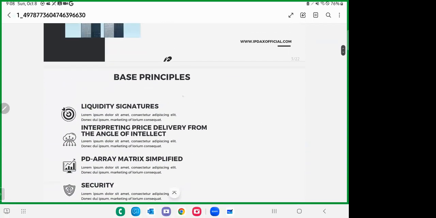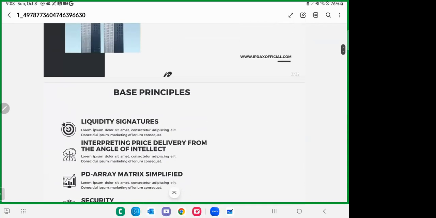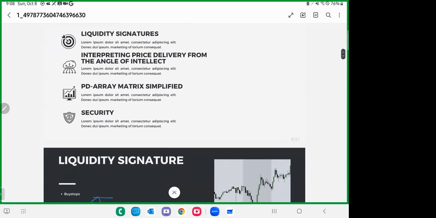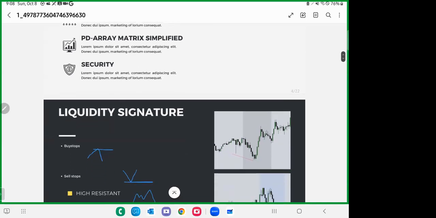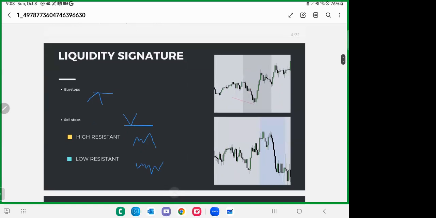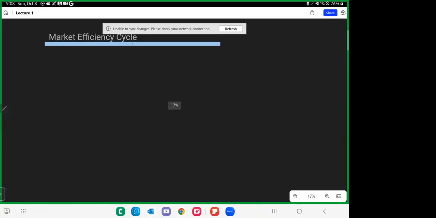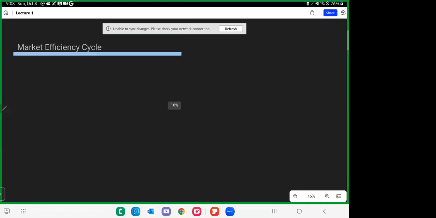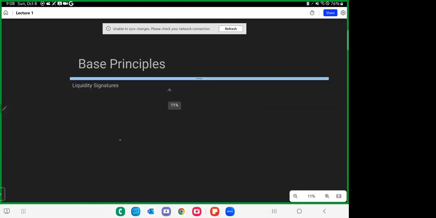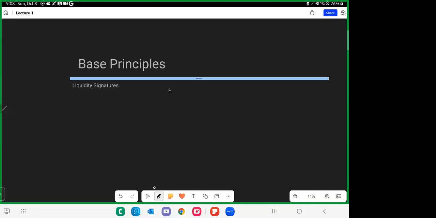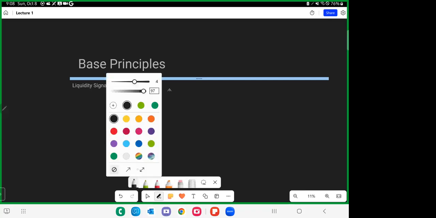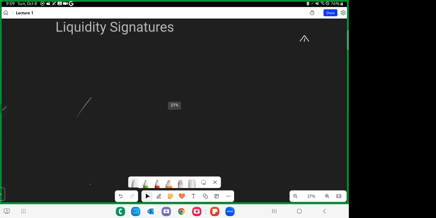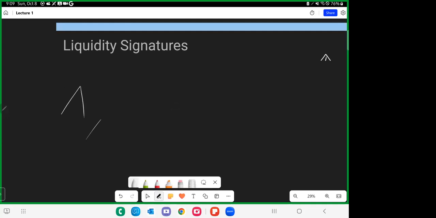All right. So base principles. These are things that you guys may already know: liquidity signatures, interpreting price from a delivery angle through intellect, the Peter matrix simplified, and so on. So in terms of liquidity, we all understand that we have buy stops, sell stops. Let me bring this tool up. All right, here we go. Just for simple terms.